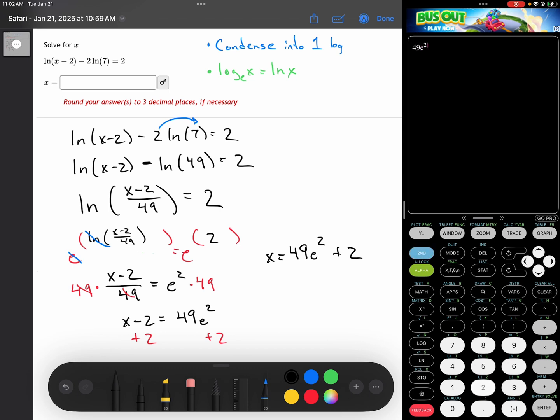You hit your 49e squared, arrow out of it, and then plus 2, and that would be 364. So x equals 364.064, as it says, to round to 3 decimals. And that would be your solution.